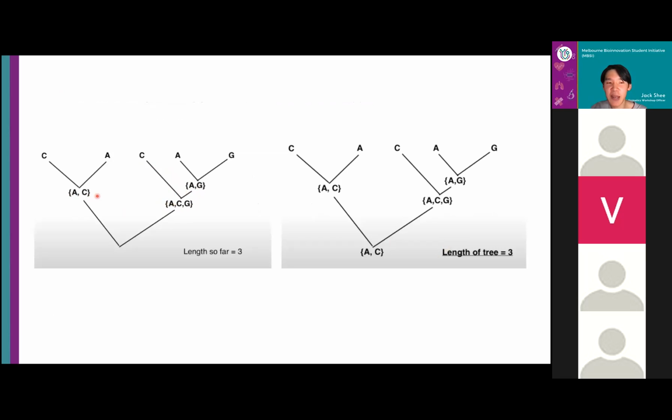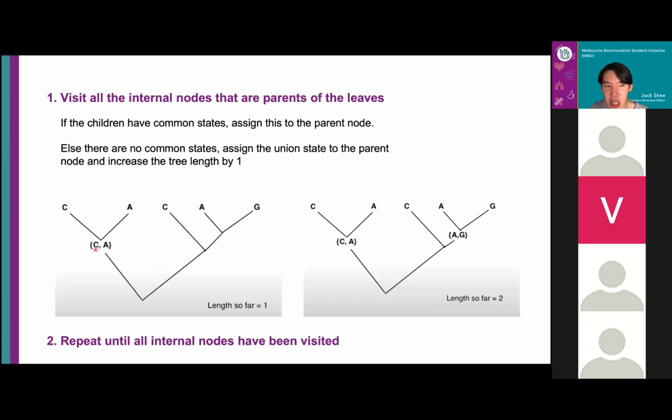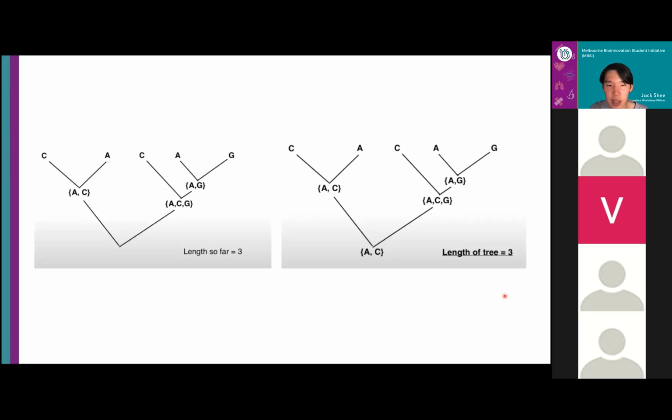Oh yeah, and every single time we have nothing in common, we actually have to update the length. So the length gets updated. Sorry, I missed this step. So every single time we assign the union state, the length gets updated by 1. So here we increase the length by 1 to 2, then to 3. And then finally, because there are actually common states at this node between AC and ACG, we assign the common state, which is AC, and we don't make an update of the length of the tree. And we've basically reached the root node, and that means our algorithm is complete. And the parsimony score of this tree, or the length of the tree, is going to be 3.